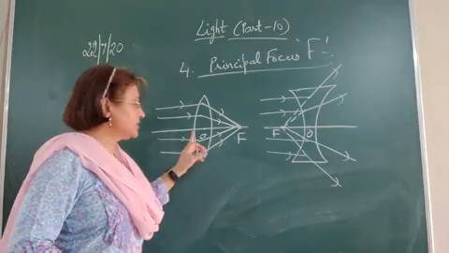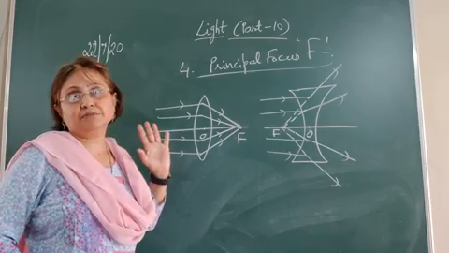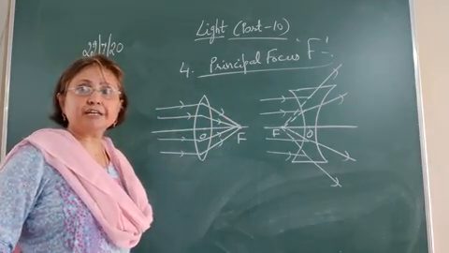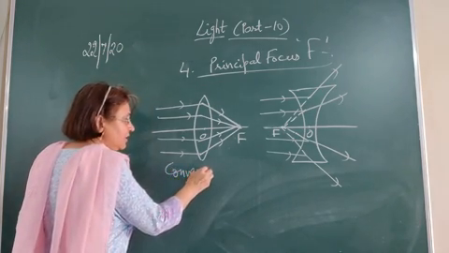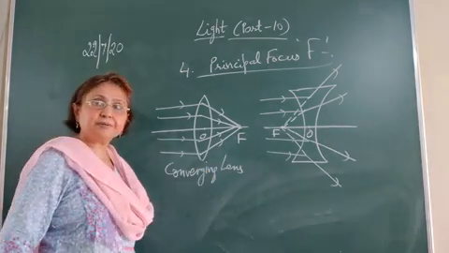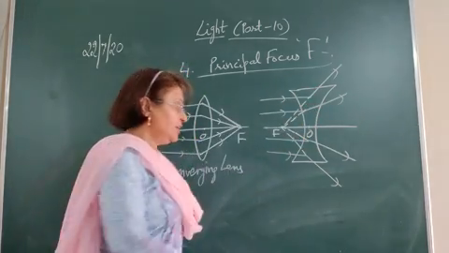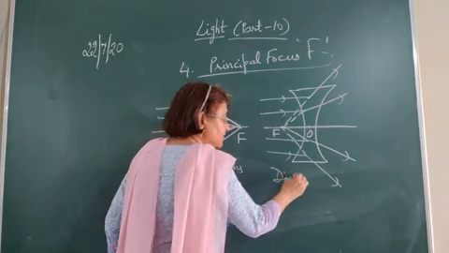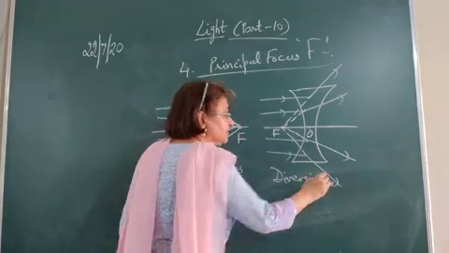First for the convex lens. Here the convex lens is converging the rays. It is converging all the refracted rays. So this lens is also called the converging lens. Why? Because it is converging the rays. Concave lens is diverging the rays, so that is why concave lens is also called the diverging lens.